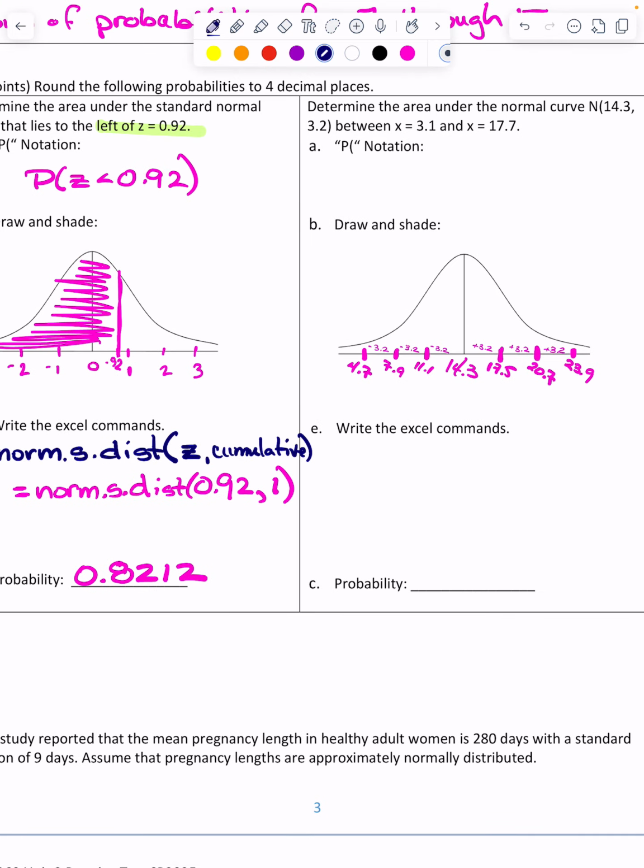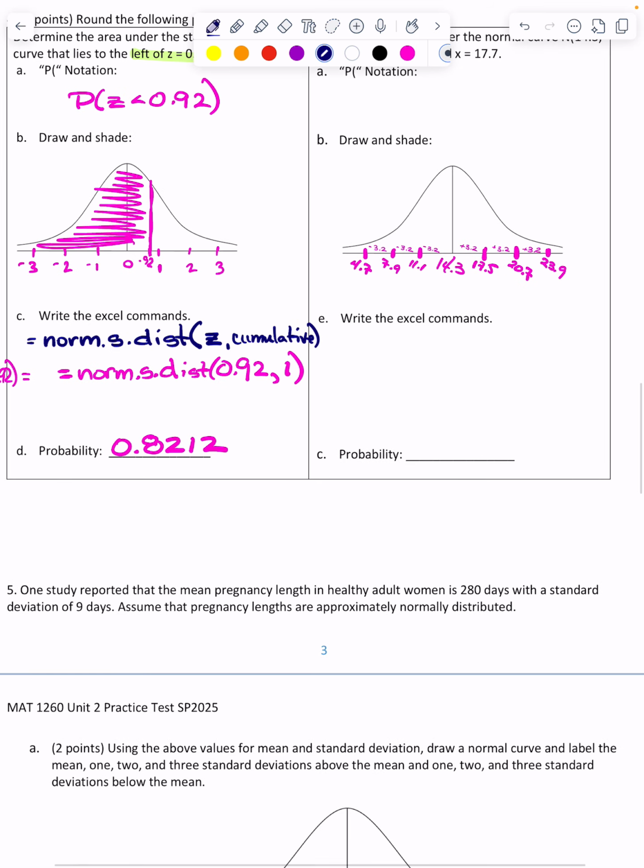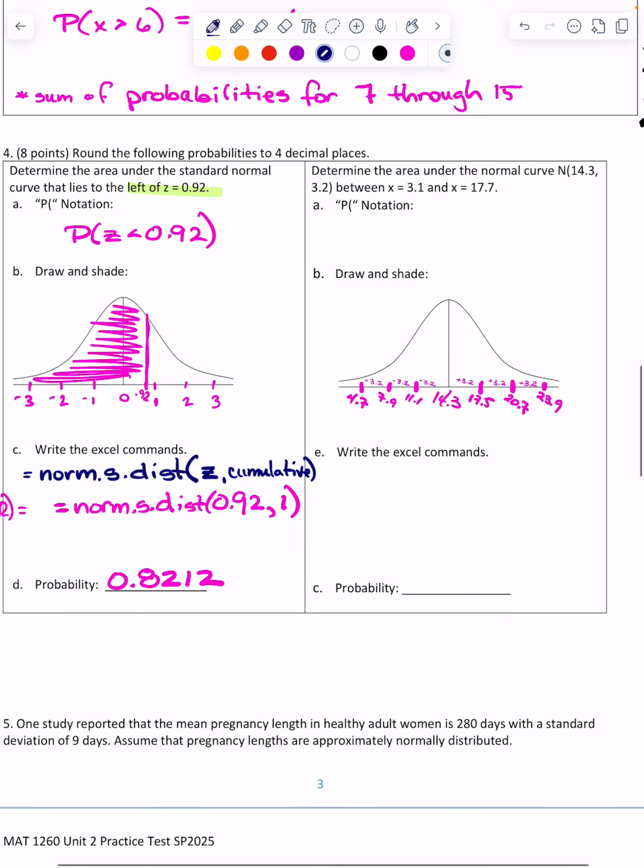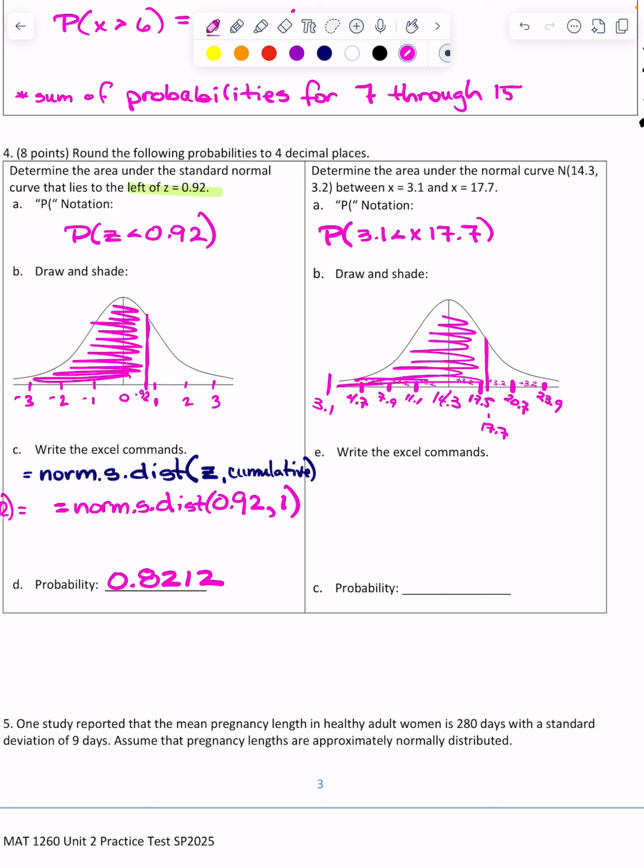I am not using norm.s.dist this time. I do not have a z-score. It's not a standardized distribution. Oh, wait, back up a second. So my probability notation, I want x to fall between 3.1 and 17.7. When we are talking about normal distributions, less than or less than or equal doesn't matter, because each of these individual skinny rectangles has no area. But when we add them all up, that's when we get our area.